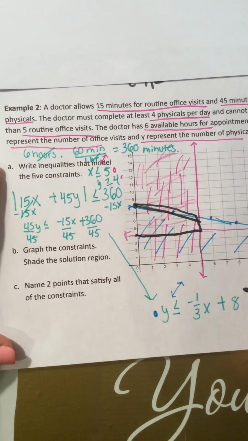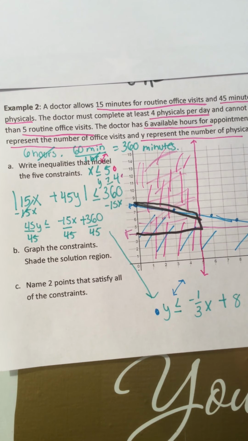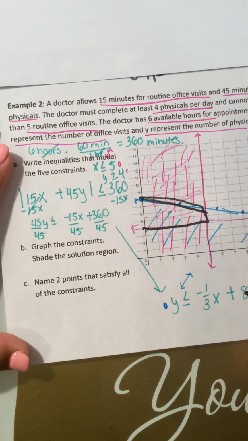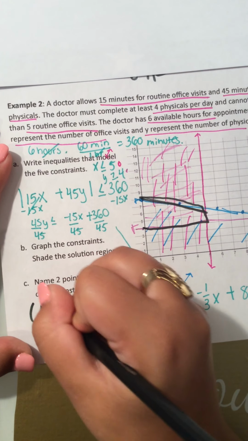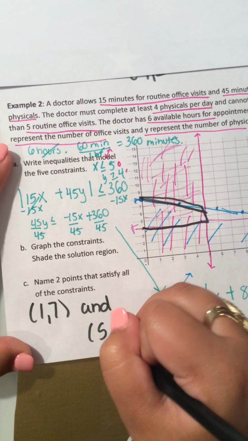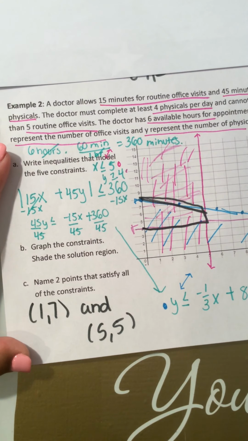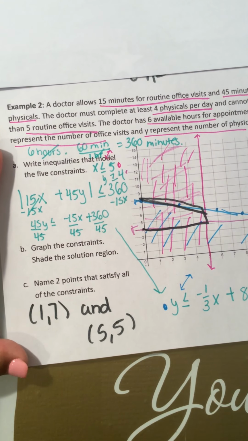Now it says, well, what two points satisfy that? You can pick any points that you want as long as it's in that shaded region. So I'm going to pick 1, 7 and 5, 5. Okay, they both fit there. 5, 5, right there. Because the solid line is a solution. Again, it doesn't matter what points you pick.